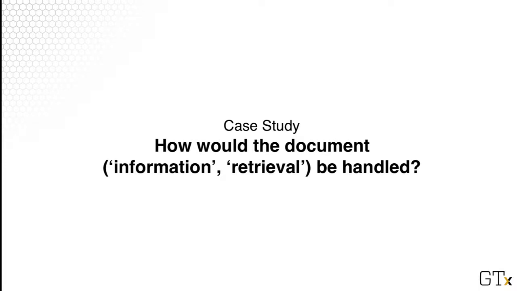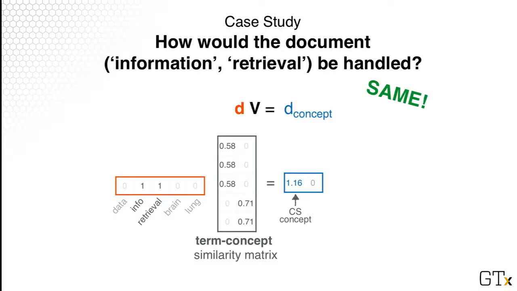So a related question: how would we handle a document, let's say, that contains the words information and retrieval? Actually, using the same approach. We'll also first convert our document into a vector. So again, 5 words, so dimension equals 5. And we set the entries for information and retrieval to 1, and then all the other entries to 0. And we'll do the same thing. We do a dot product. So that means our document times our V matrix, and we get the document concept vector. So again, here we will see that we have a strength of 1.16 for the CS concept and 0 for the other medical concept.